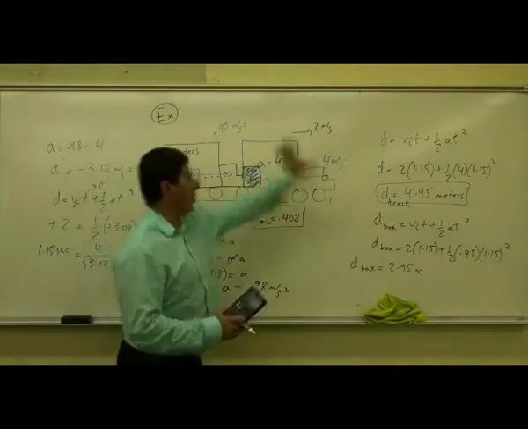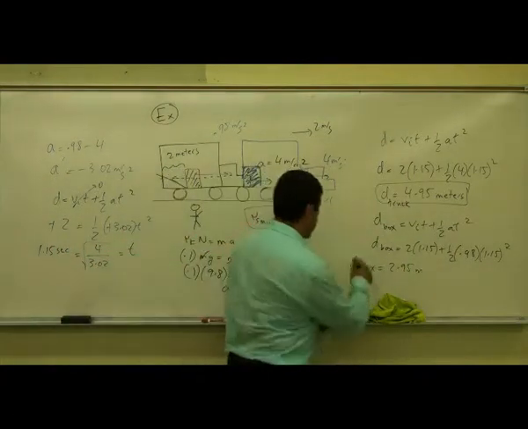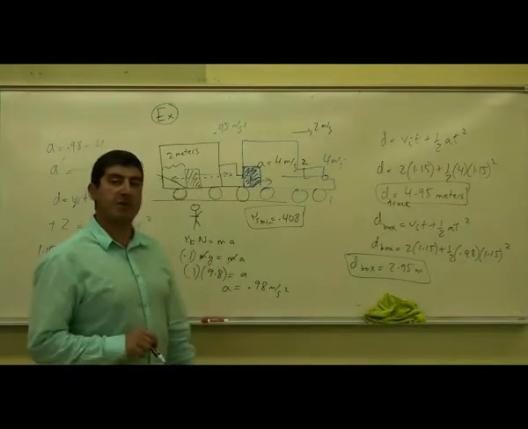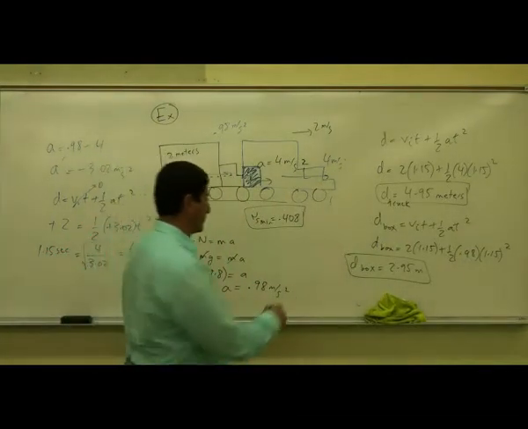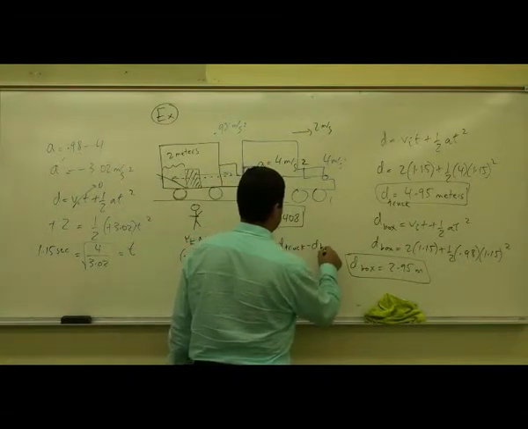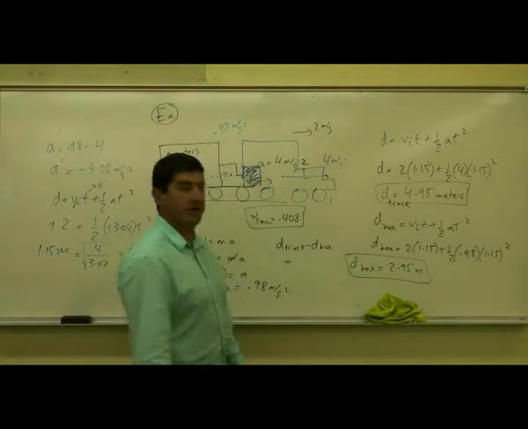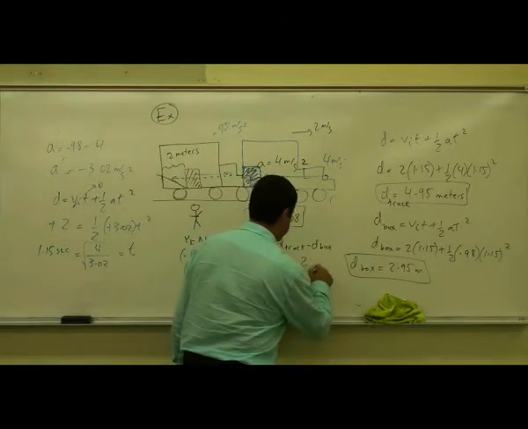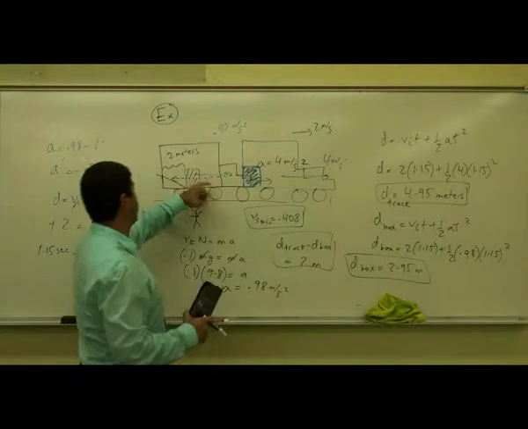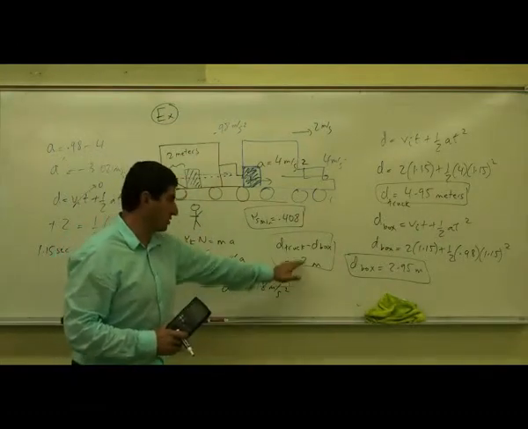The truck moved forward 4.95. Subtract them. What's the difference? Distance of the truck minus distance of the box: 4.95 minus 2.95 is 2 meters. Which is the distance that the box traveled backwards with respect to the truck. So the difference is 2.